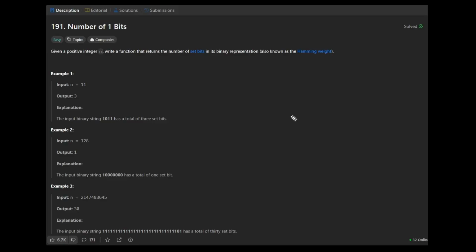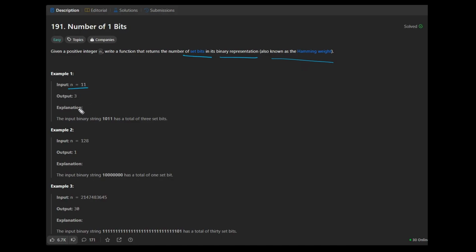So we are on this problem, number of 1 bits. We are given a positive integer n. Write a function that returns the number of set bits in the binary representation of that number. And this is also called the Hamming weight.